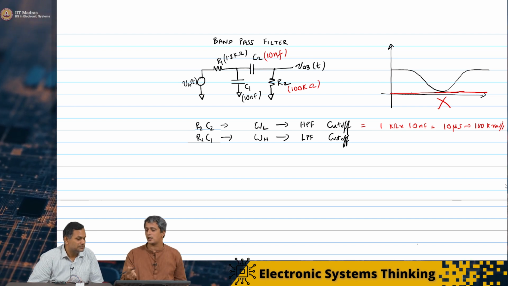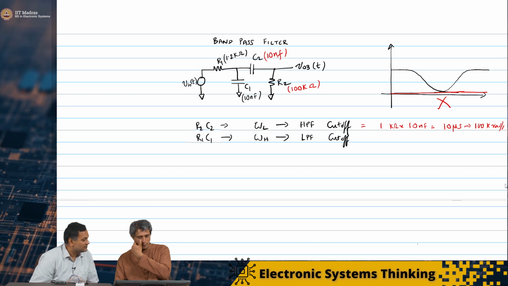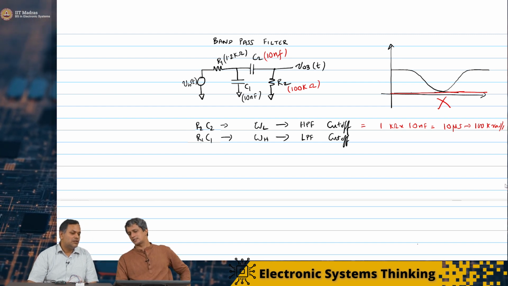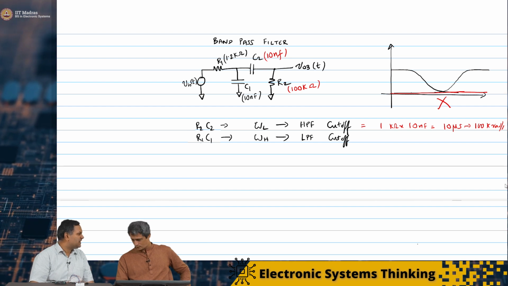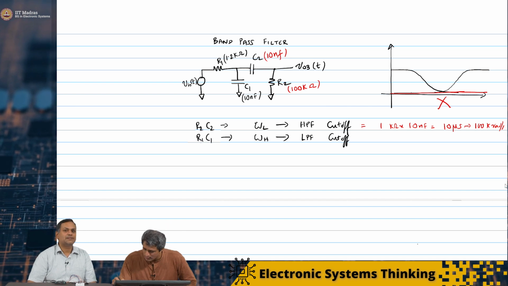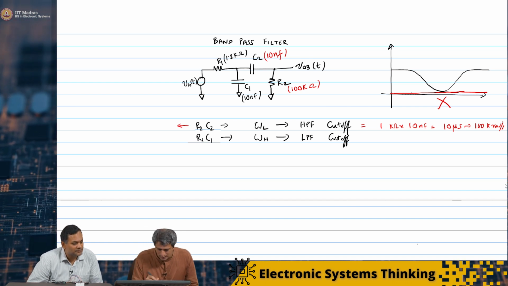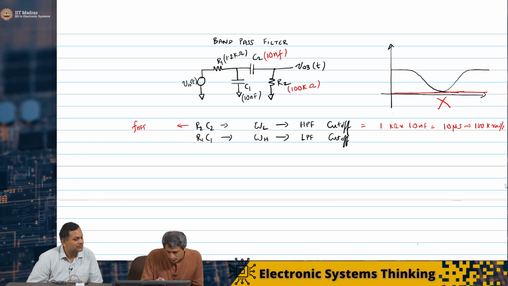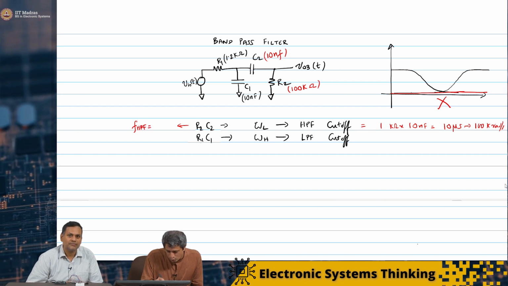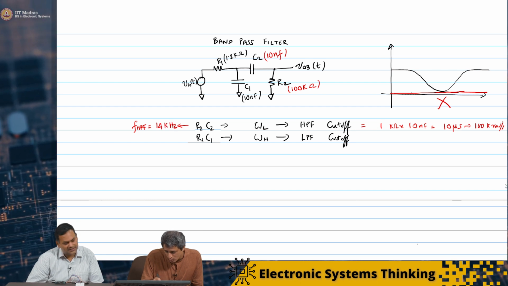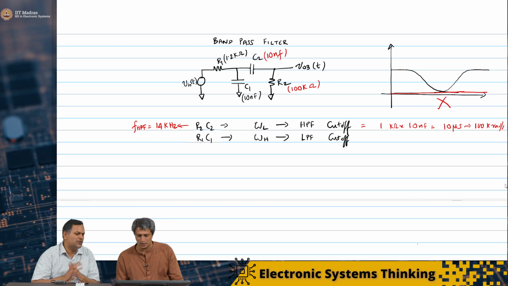But that corresponds to what? 100 divided by 2 pi, about 100 by 6, so that's maybe about 14 or 15 kilohertz. The cutoff frequency for the high pass filter is about 14 kilohertz, some approximate number.